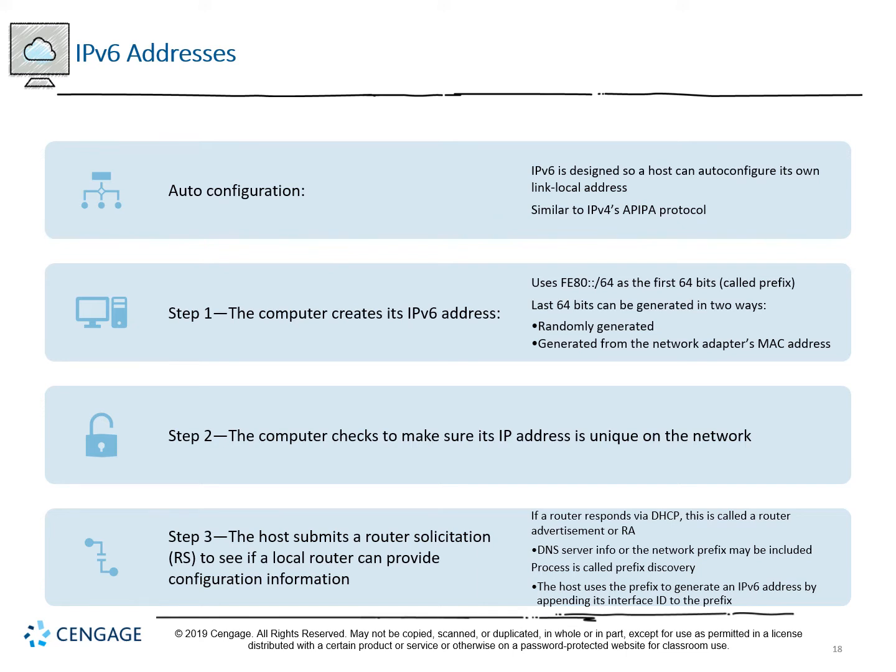Then in step 2, we're going to check and make sure that the IP address we have is unique on the network. Step 3, the host is going to submit what's called an RS, or router solicitation, to see if a local router can provide configuration information. If the router responds via DHCP, this is called a router advertisement, or RA, being able to respond to the solicitation. DNS server info or the network prefix may be included. This process is called prefix discovery. The prefix is then used to generate an IPv6 address by appending its interface ID to the prefix.